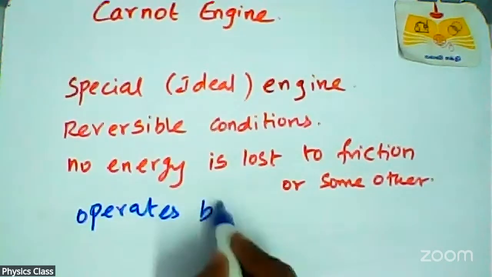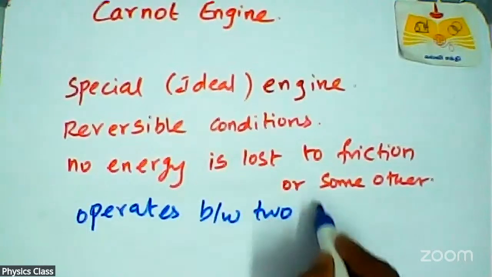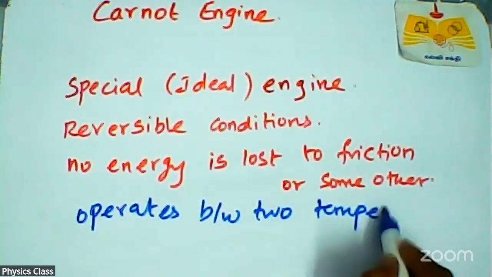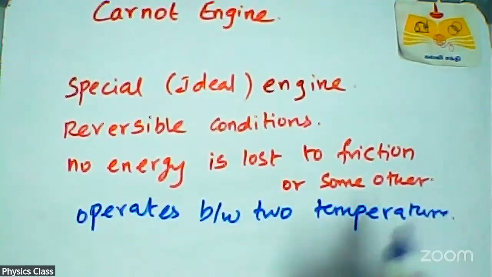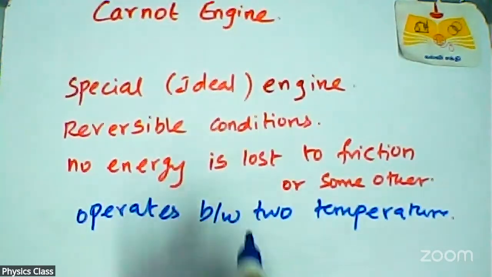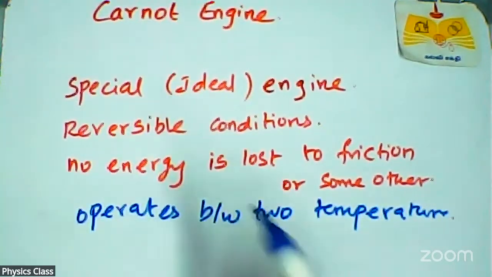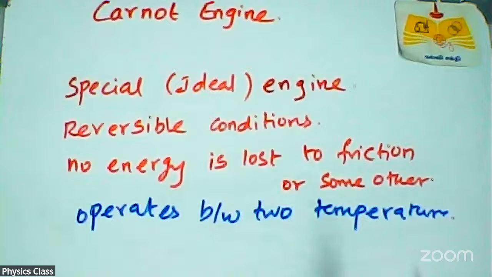Operates between two temperatures. Two temperatures means hot and cold. But it is a reversible process, from hot to cold and cold to hot. So there is a reversible process.